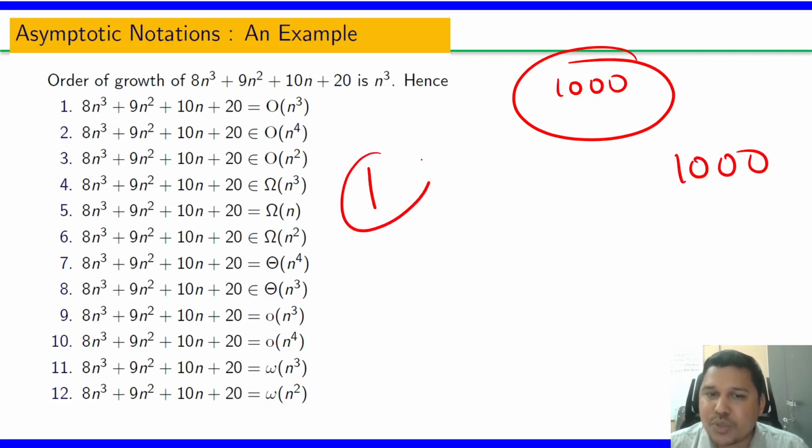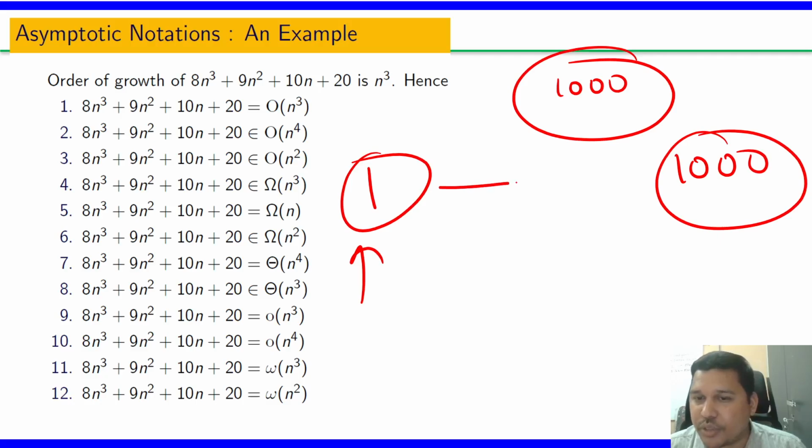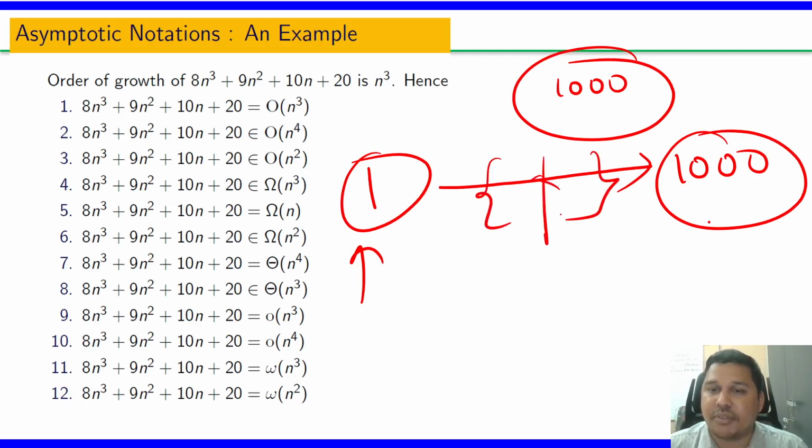If the key is given as 1, quickly you get it. If the key is given as 1000, you have to iterate over the full array. That is the worst case. This is the best case. Average case can be anything in between.